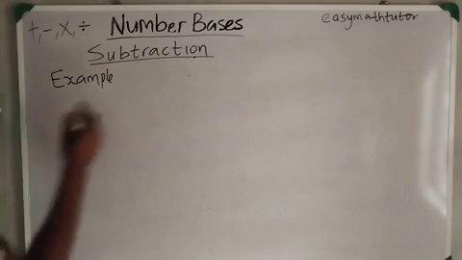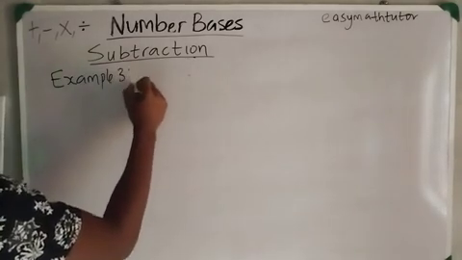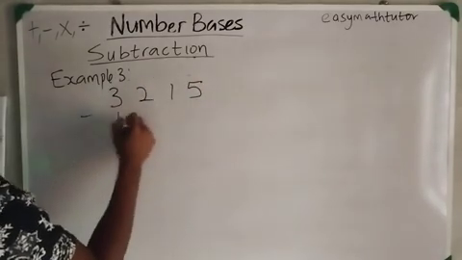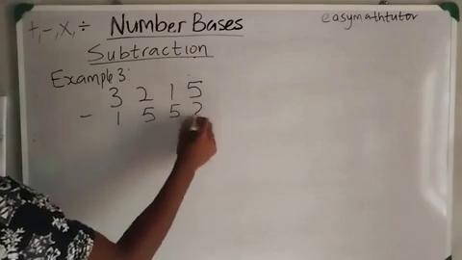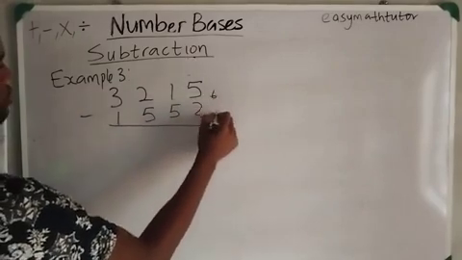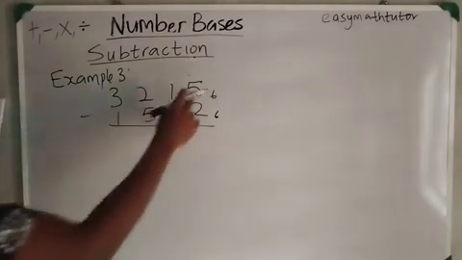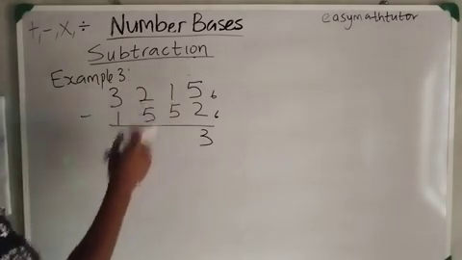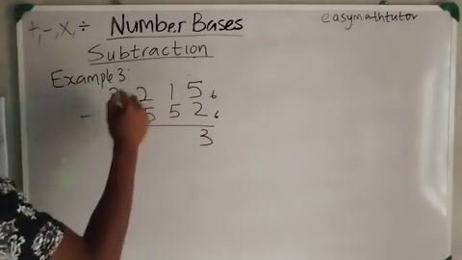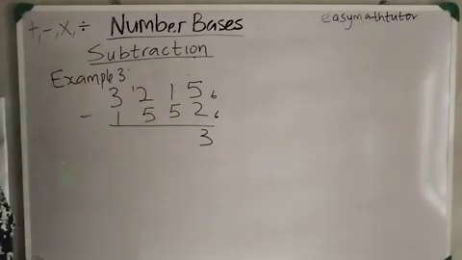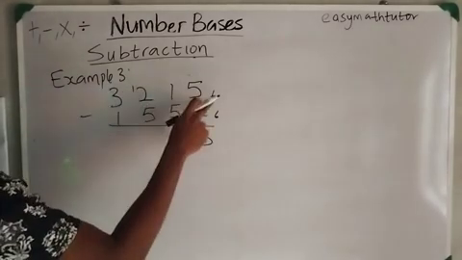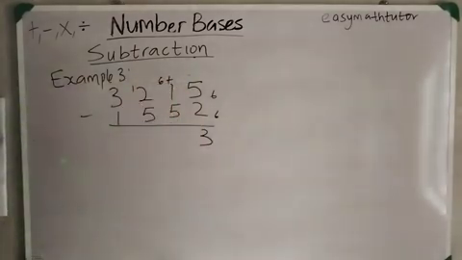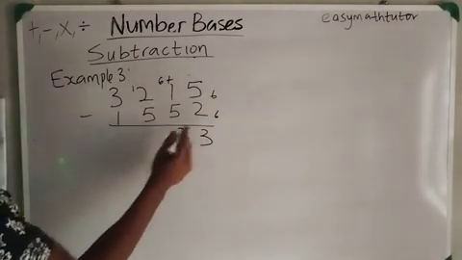Let's work in base 6. So let's have 3215 minus 1552 in base 6. Now, 5 minus 2 is straightforward, and that's a 3. But 1 minus 5, we cannot go. So we have to borrow 1 from this 2. This 2 becomes 1 because we've taken 1. And that 1 we took becomes the base, which is 6. So it becomes 6 plus this 1. That's now 7. So 7 minus 5 gives us 2.